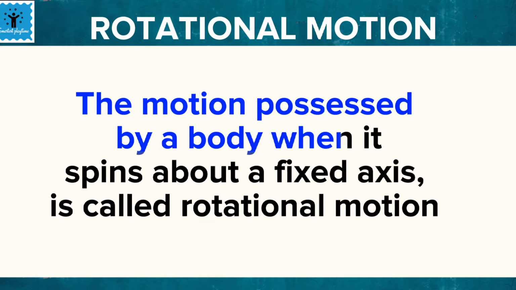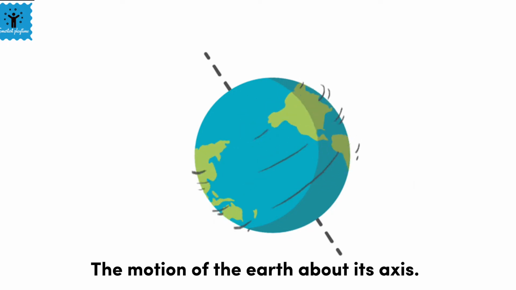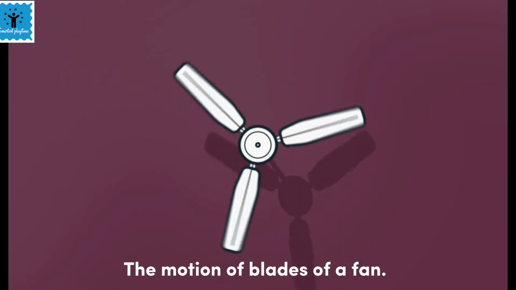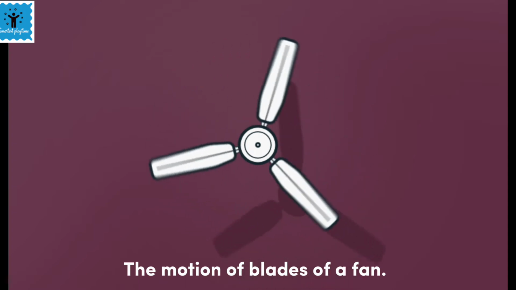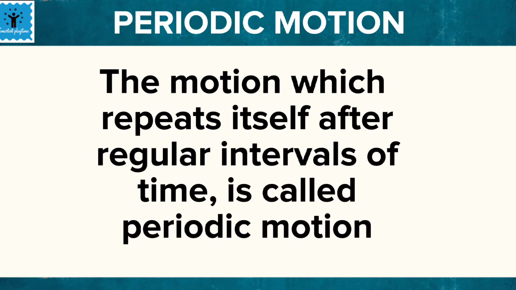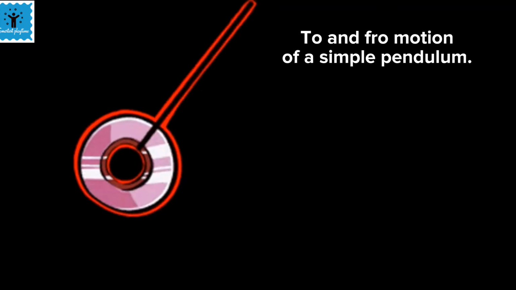If a body spins around on its fixed axis, that motion is known as rotational motion. For example, the motion of the earth on its axis is an example of rotational motion, or the motion of blades of the fan is also rotational motion. The motion which repeats itself after regular intervals of time is called periodic motion. For example, the motion of the swing or to and fro motion of a simple pendulum are examples of periodic motion.